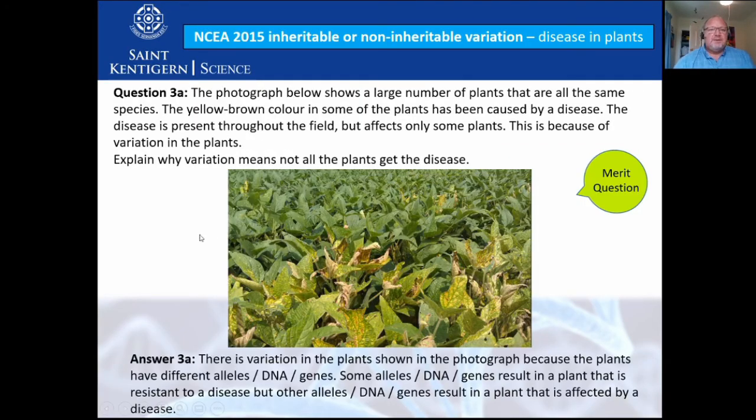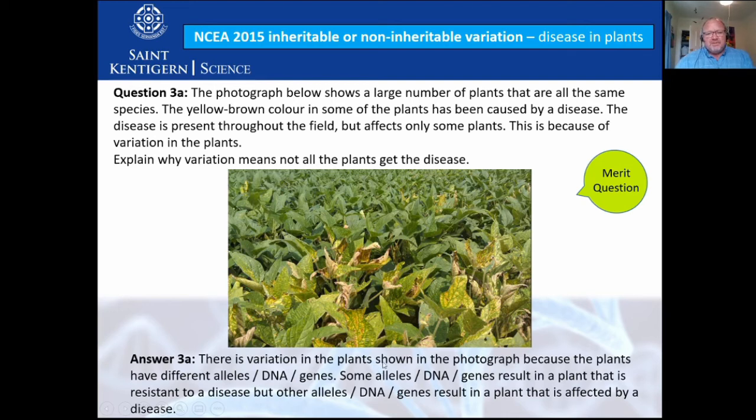Alrighty, so here we have, I believe, remember that I thought it was tobacco plants, but the photographs below show a large number of plants that are all the same species. The yellow-brown color in some of the plants has been caused by a disease. The disease is present throughout the field but only affects some plants. This is because of variation in the plants. Explain why variation means not all plants get the disease.